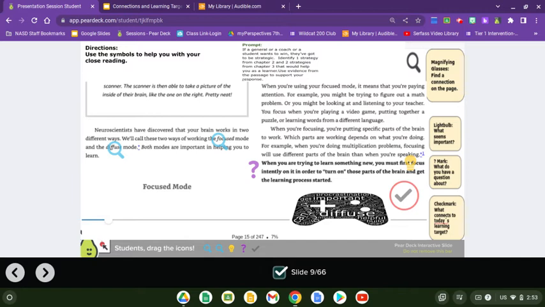When you're trying to learn something new, strategy alert, you must first focus intently on it in order to turn on those parts of the brain and get the learning process started. It looks like there's an overlap between what's important and what connects with the prompt up there, what connects with today's learning target.